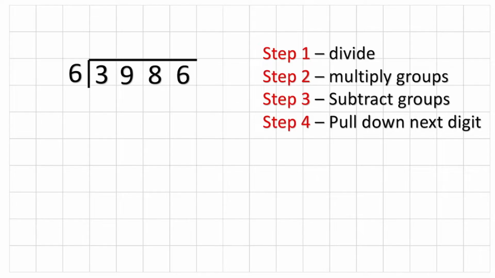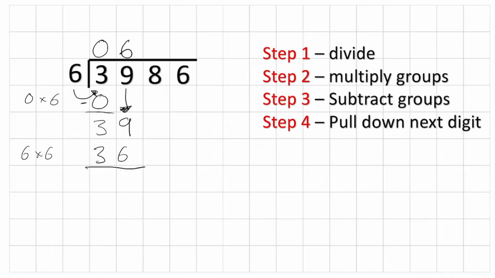So here we go. First question is, how many 6's are there in 3? There are 0, and therefore 0 times 6 is 0. Subtract that away from my 3, and I still end up with 3. Pull down my 9 to answer the next question. How many 6's are there in 39? 6, 12, 18, 24, 30, 36. Can't get to another number, so we have 6. 6 times 6 is 36. Subtract 36 from 39 leaves me with 3.